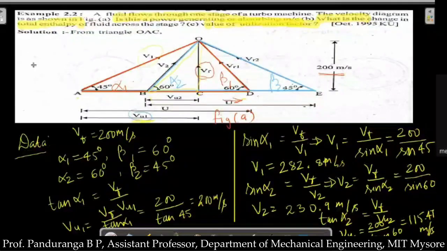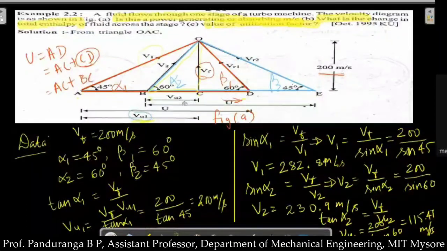So here in this case we need U is equal to AD, which can be written as AC plus CD, but I know that triangle OBC and triangle OCD are similar, so BC will be equal to CD. So in place of CD I can write it as AC plus BC because both will be same, and AC is VU1 plus BC is VU2. So U will be equal to VU1 plus VU2.